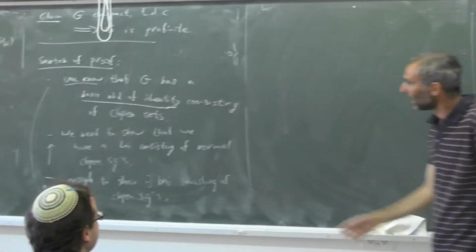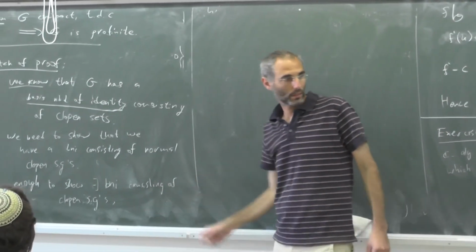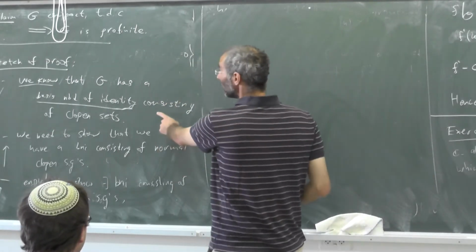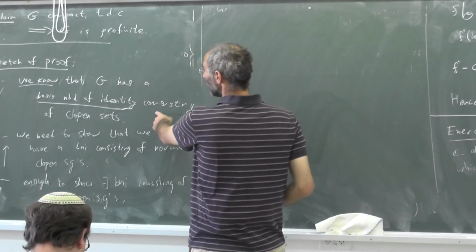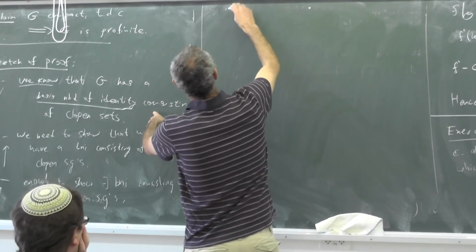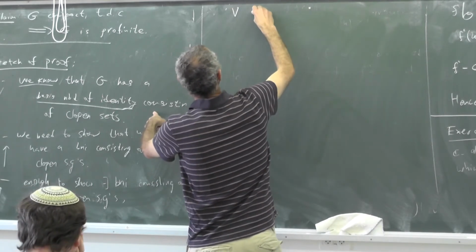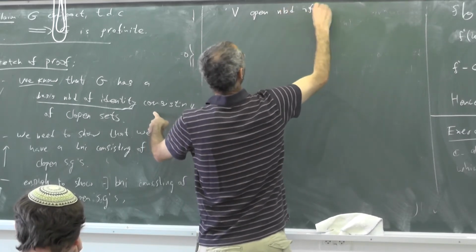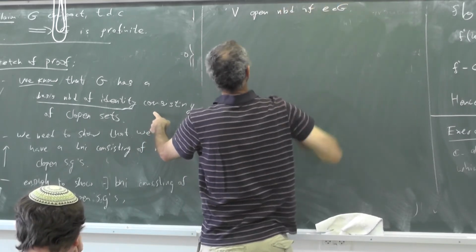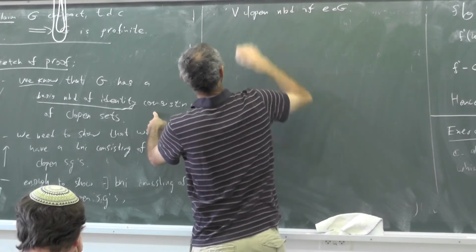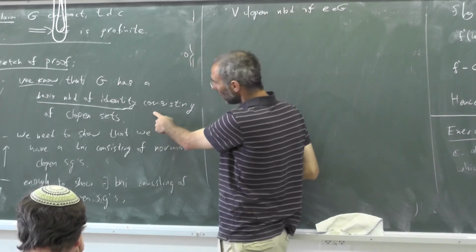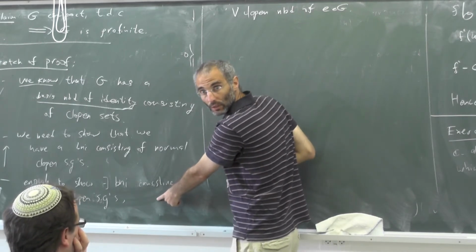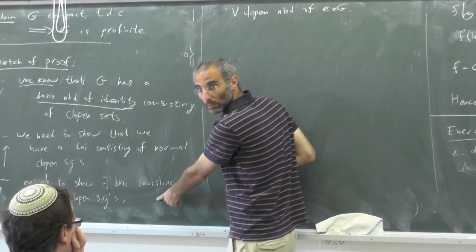So now I want to explain this statement and be done with that. So take any set like that. I want to take V, a closed neighborhood of identity. I want to show that I can find in V a closed subgroup H that is a neighborhood of identity.